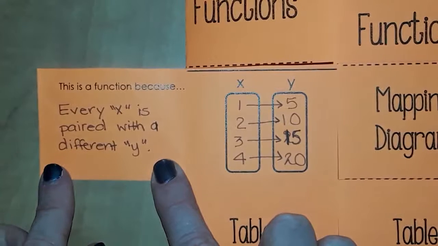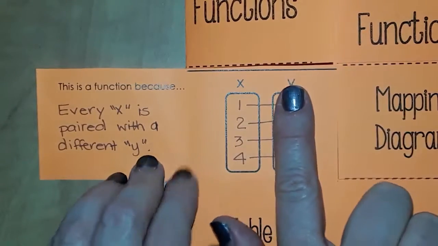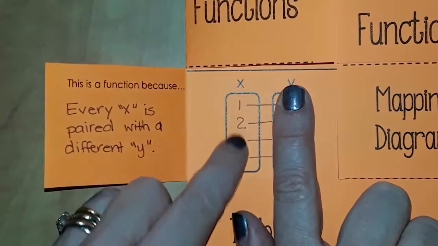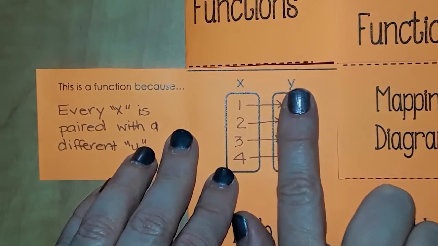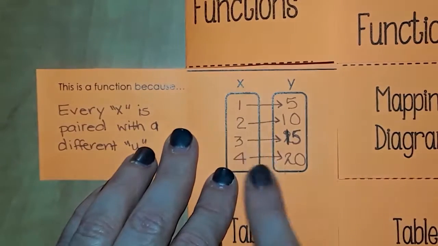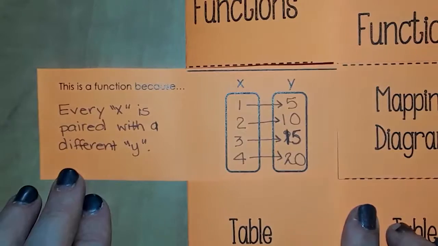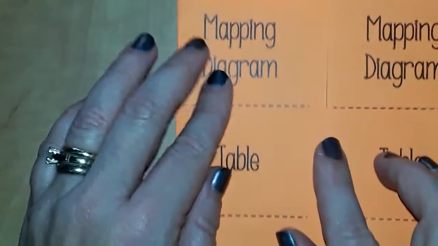This is a function because every x is paired with a y. And if you look here, all I'm looking at is the lines coming from the x. Each one only has one line. As long as they have one line, it's considered a function. We really only care about our input at this point. All right? So that is the mapping diagram for functions. Let's go to the next one.